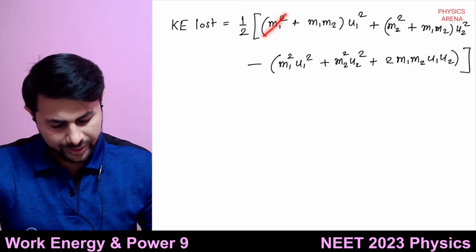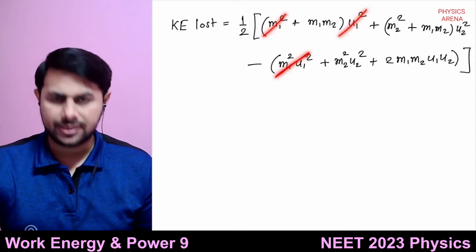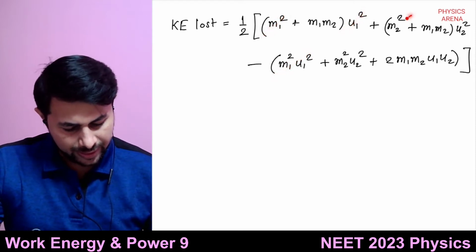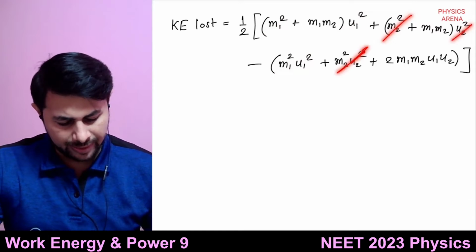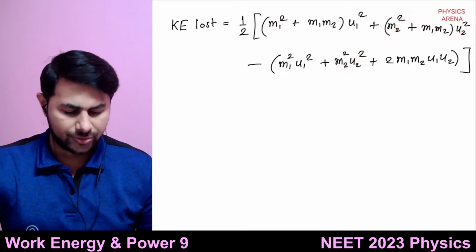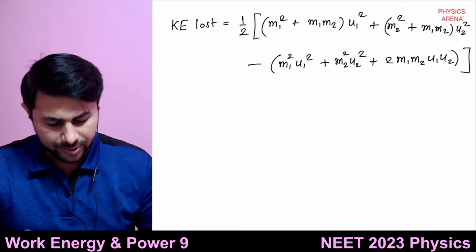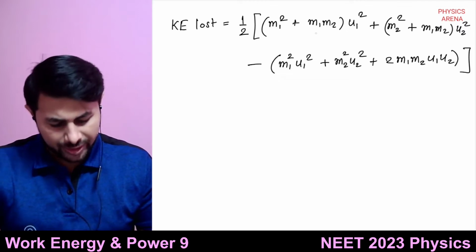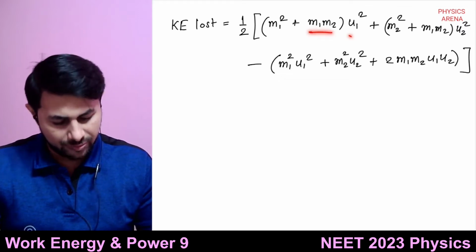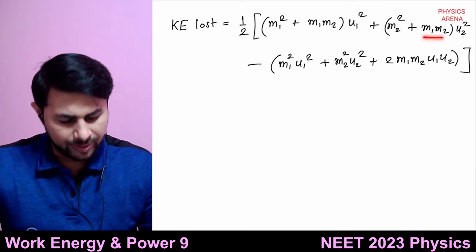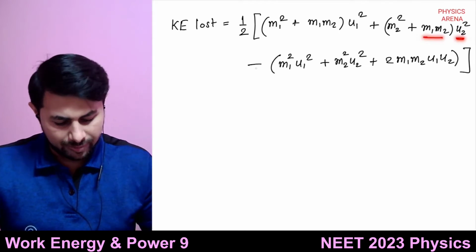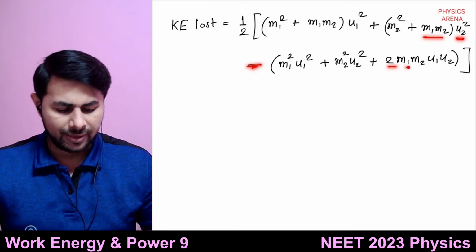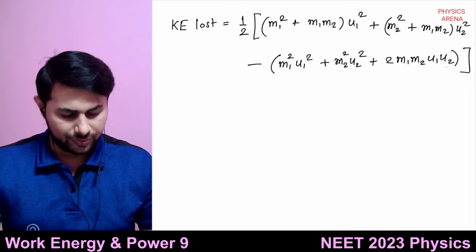So this m1 square u1 square and this thing get cancelled out. Then m2 square u2 square minus m2 square u2 square gets cancelled out. So what are we left with? m1 m2 multiplied by u1 square plus m1 m2 multiplied by u2 square minus 2 times m1 m2 u1 u2.